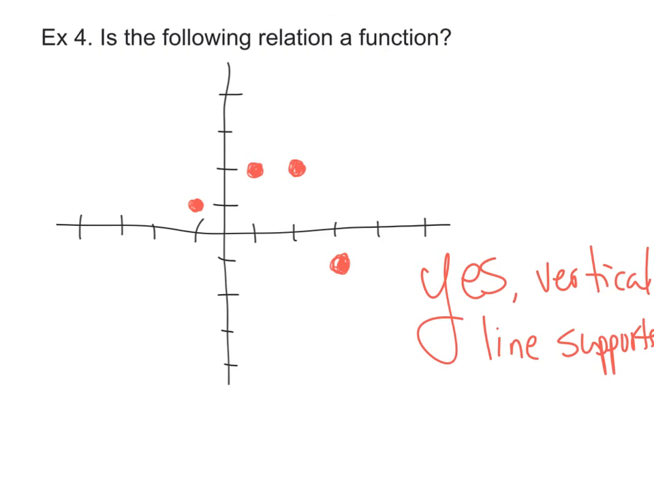Also a function because every x value is unique. None of them ever repeat.